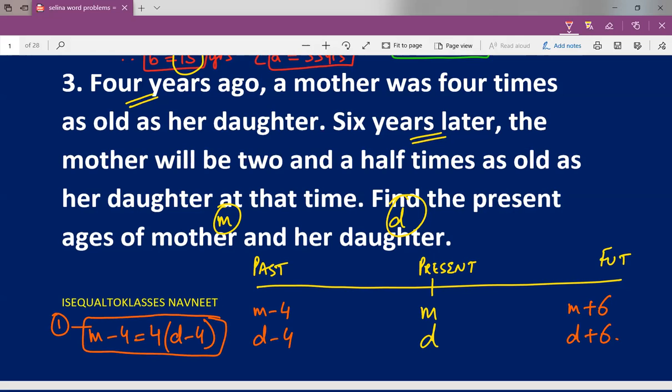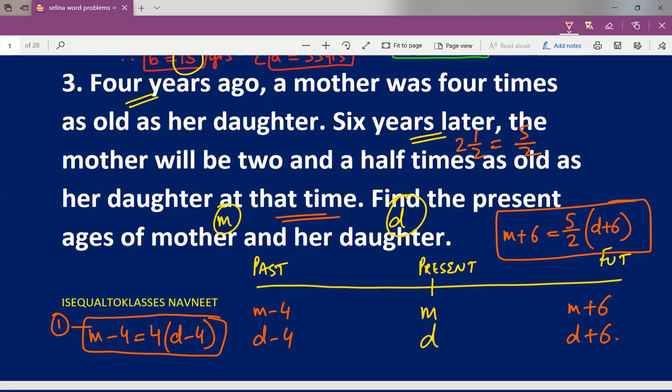6 years later, the mother would be 2.5 times as old as the daughter at that time. So mother is 2.5 times. Now 2.5 times can be written as 5 by 2. So I'll write this as 5 by 2 times age of daughter at that time. So this is my equation number 2.